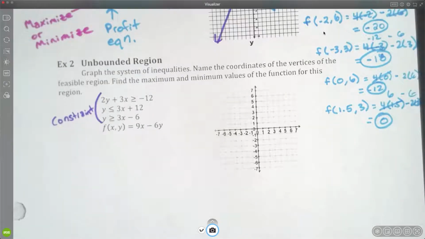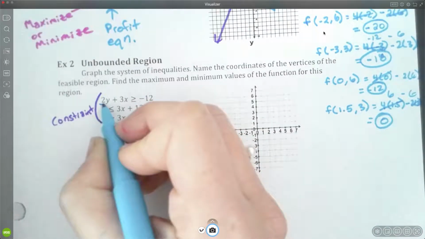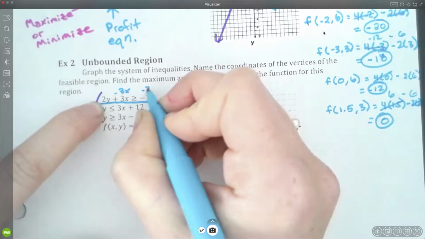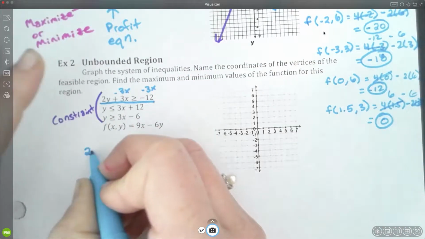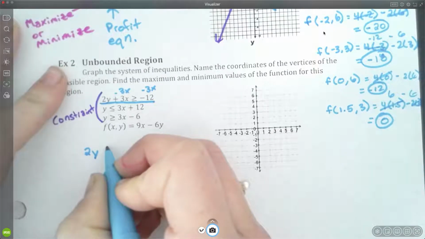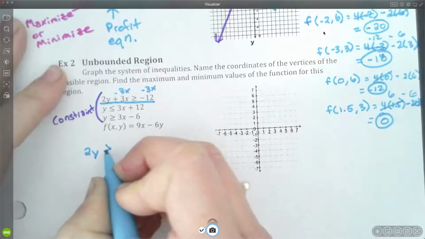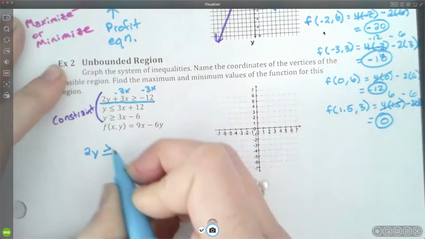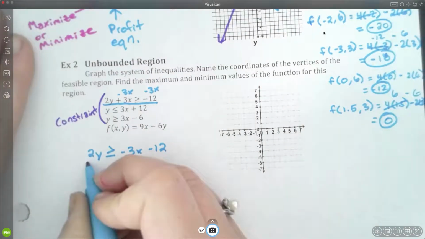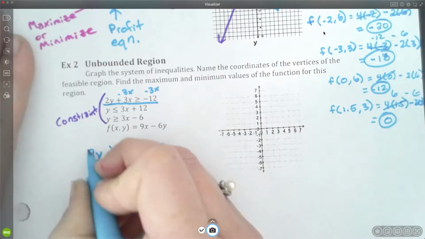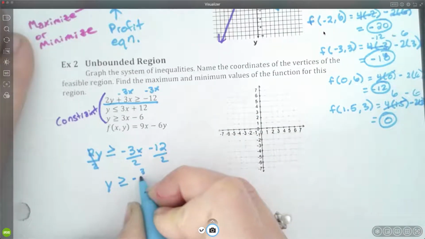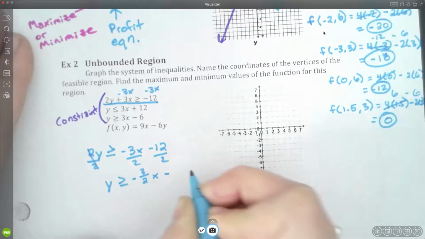We gotta solve him, right? This guy right here. So let's kick the 3x to the other side, right? Okay, so I've got 2y is what? Negative 3x minus 12, yeah? And then divide by 2, divide by 2, divide by 2. So y is greater than or equal to negative 3 over 2x minus 6.